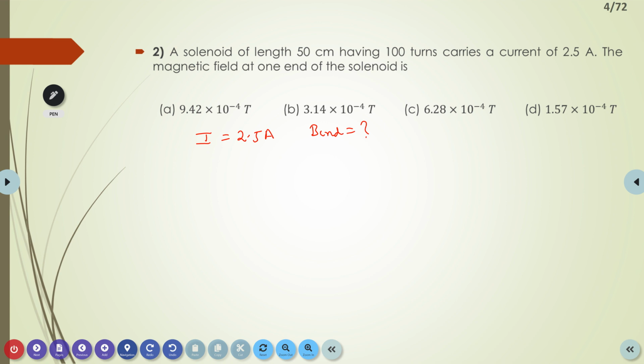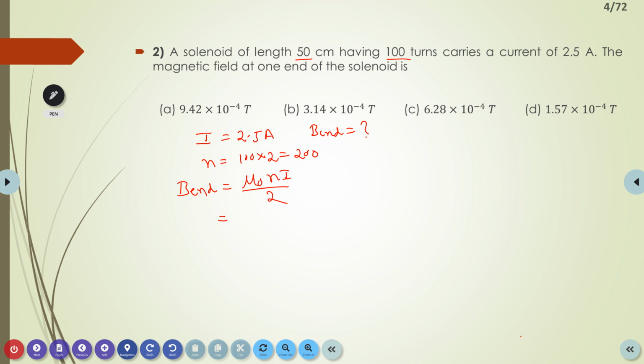Here you have to calculate the number of turns for 100 centimeter. For 50 centimeter it is 100 turns, but for 100 centimeter, that is n equal to what? 100 into 2 equal to 200. That means n represents the number of turns per unit length, and we know that B at the end equal to the formula mu naught N i divided by what?